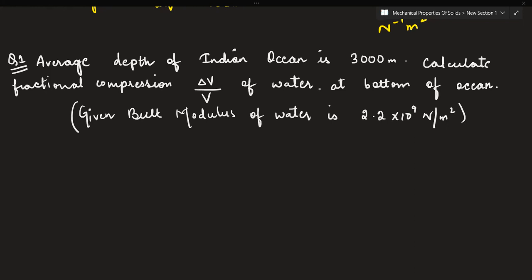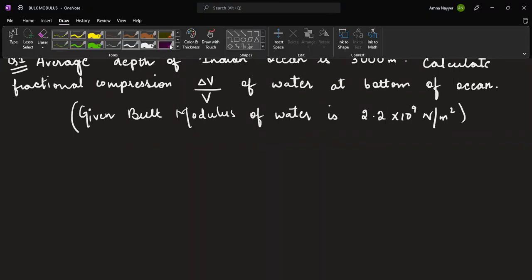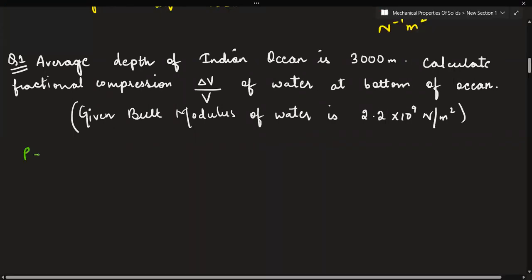You have to find out the fractional compression. Fractional compression means delta V by V, and bulk modulus is given to you. See, pressure is missing. You also need pressure. So that we'll discuss later on. But for now, the pressure exerted by a liquid column is H rho G, meaning height of the liquid multiplied by the density of the liquid and acceleration due to gravity.